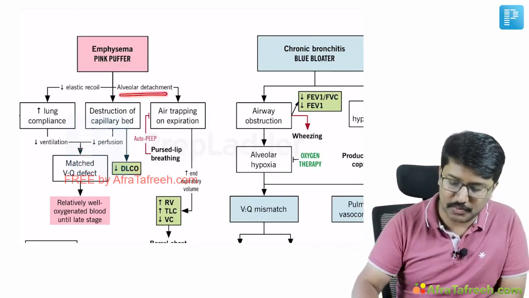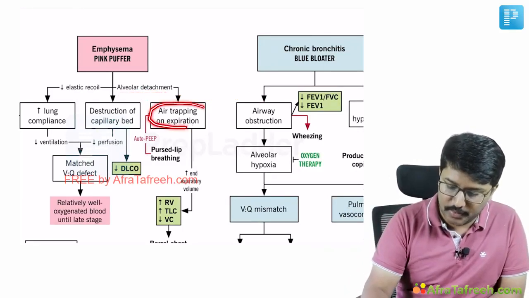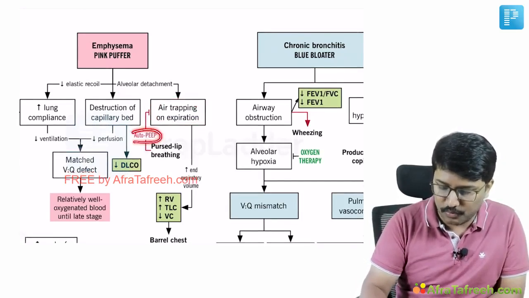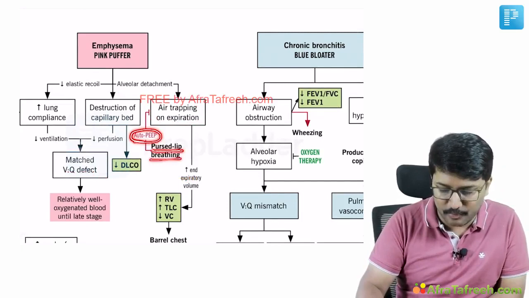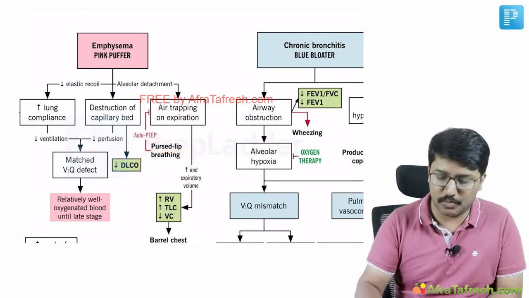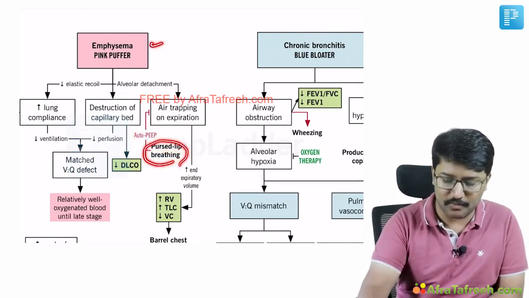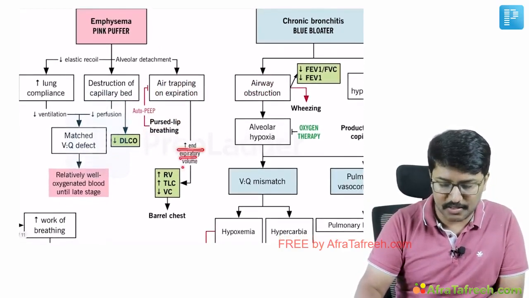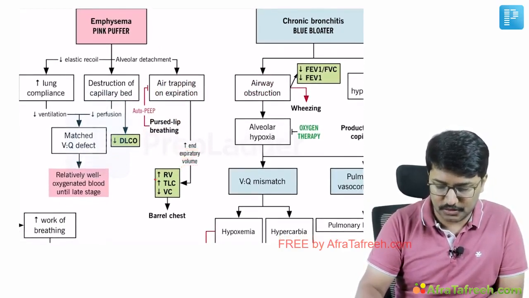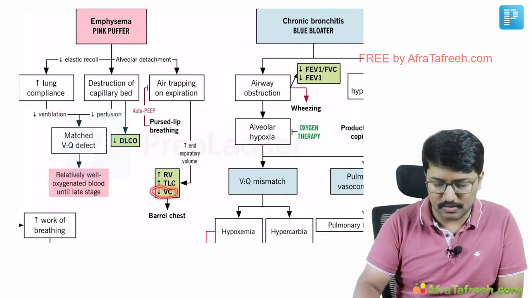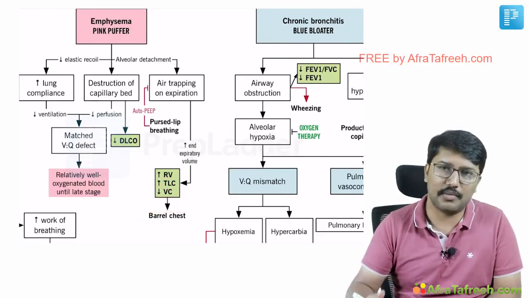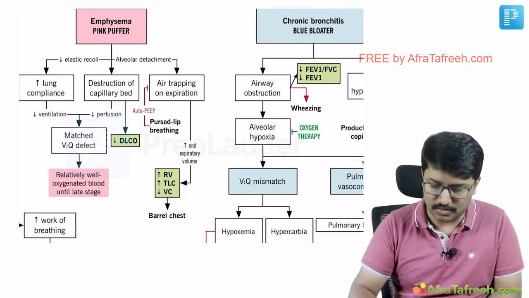Okay, so alveolar detachment will lead to air trapping on expiration. That's exactly what is known as autopeep, and patients might compensate for that by pursed lip breathing. So pursed lip breathing is more typical of your emphysema patients. Okay, and this air trapping also leads to an increase in the end expiratory volume. So eventually the residual volume and total lung capacity will increase, and the vital capacity would decrease, leading to barrel chest, right? Your anteroposterior diameter is more than your horizontal diameter.